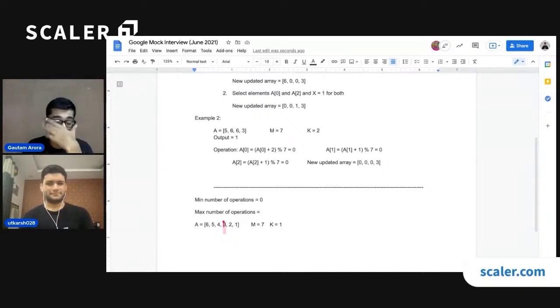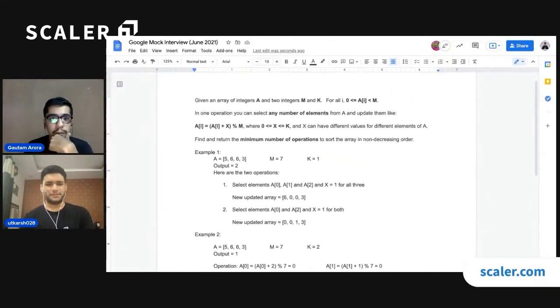Okay, let's start with any array element. So basically, if the array is, okay, let's say m. I'll recommend you to read the problem statement again. Just try reading it once again.